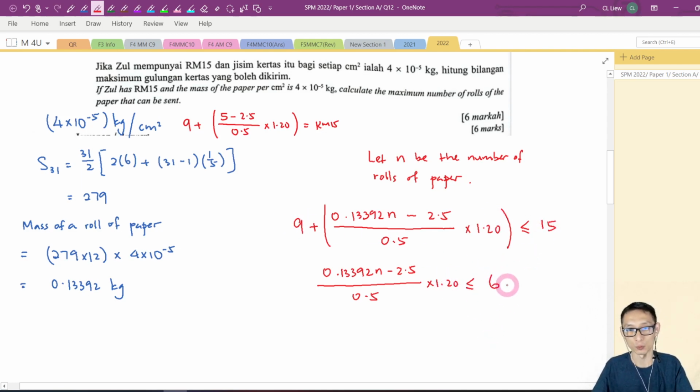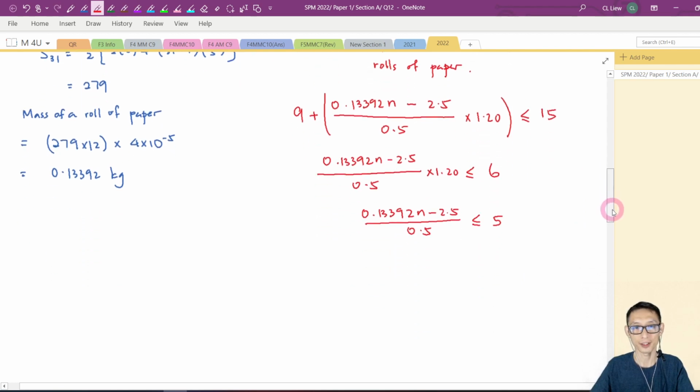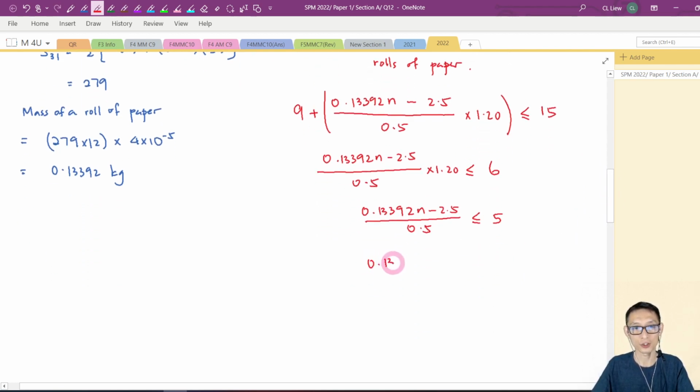Okay, so this I'm going to move it to other side. 0.5. 6 divided by 1.2, you get 5. Okay, now 0.13392 n minus 2.5 is equal to 5 times 0.5. Not equal to, sorry, less than or equal to 5 times 0.5, which is 2.5.